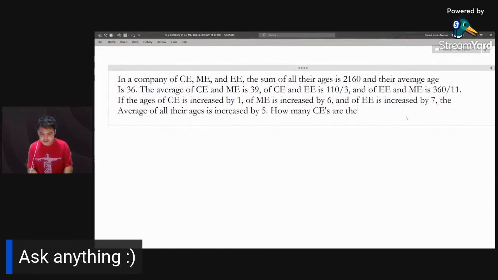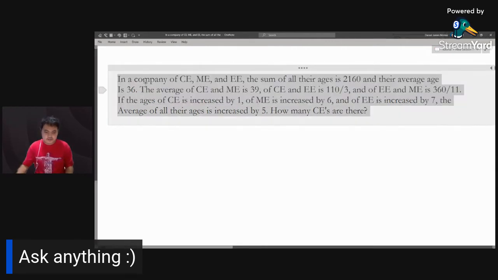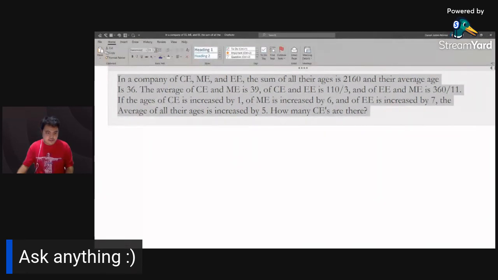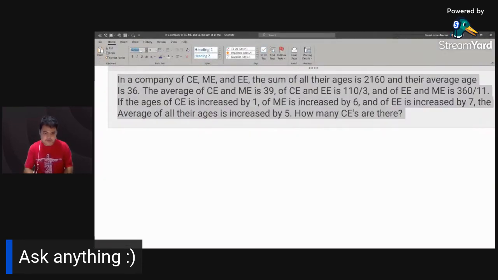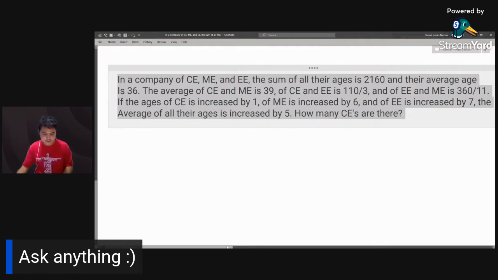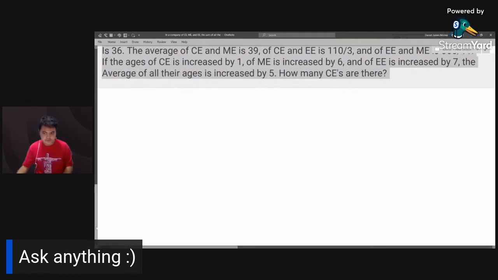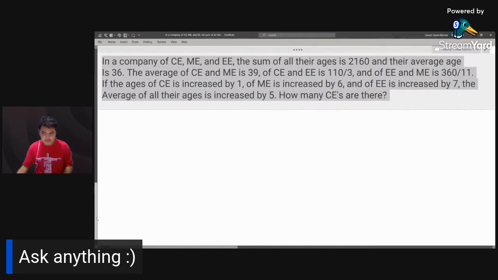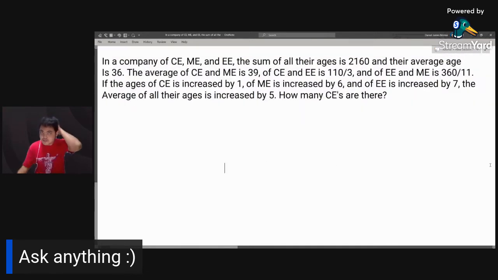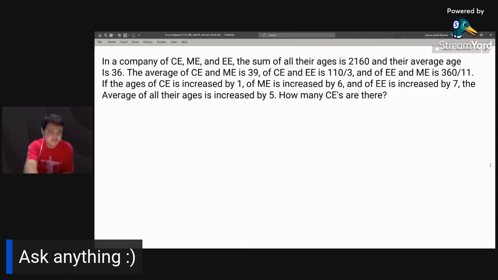How many CEs are there? Medyo ayoko yung font styles, gawin natin Roboto. Yan. Oopsies. Yan. So, paano kaya ito? Sige, try natin. Medyo mahaba, no? Pero I think manageable naman.